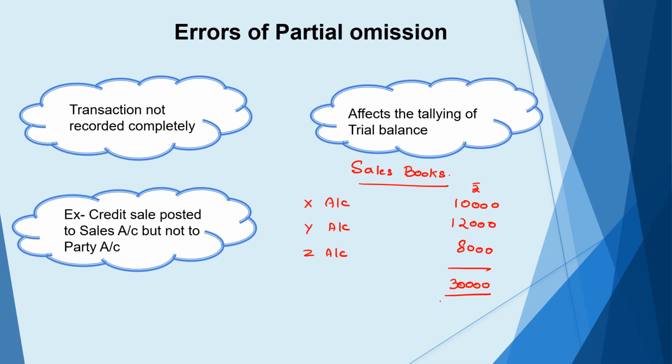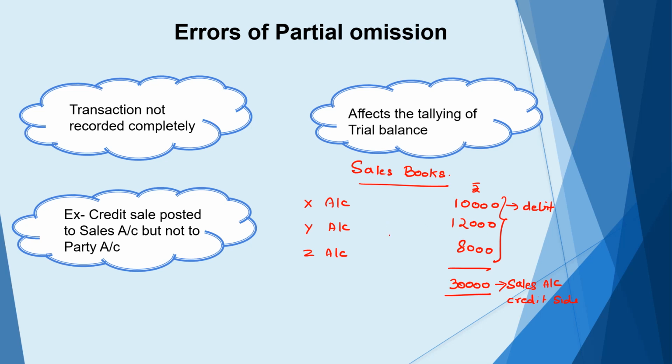Now, how do we post these amounts into the ledger? This entire amount would go into the sales account on the credit side as sales for the particular month. And these amounts would go individually into the ledger accounts, that is, to the debit of X's account in the ledger, to the debit of Y's account, and to the debit of Z's account. These amounts are likely to be posted.